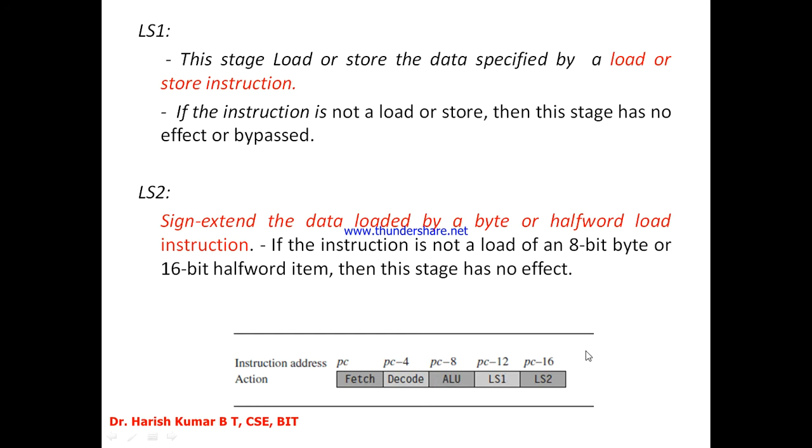This is the pictorial representation of the 5-stage pipeline processor of ARM9. Fetch, decode, ALU or execute, LS1, LS2. Now the instruction which is here, what is its address? PC minus 8. The instruction which is here, what is its address? PC minus 4. The instruction that is currently fetched, where do you find its address? PC. This LS1 obviously PC minus 12 and LS2 PC minus 16.